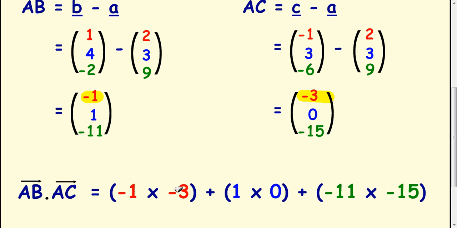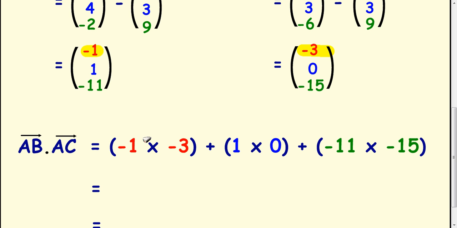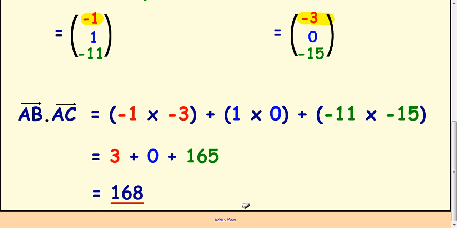So negative 1 times negative 3, put it in brackets, plus 1 times 0 plus negative 11 times negative 15. So that's going to go to plus 3. That's going to go to 0. Be careful, people put that sometimes as 1. And 11 times 15 is 165. So the answer is 168.